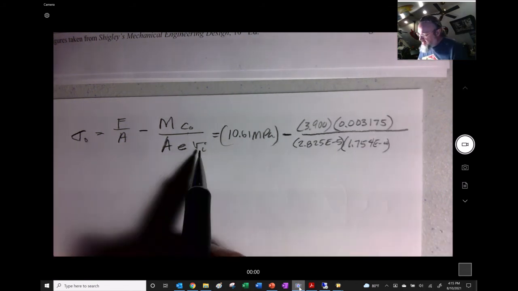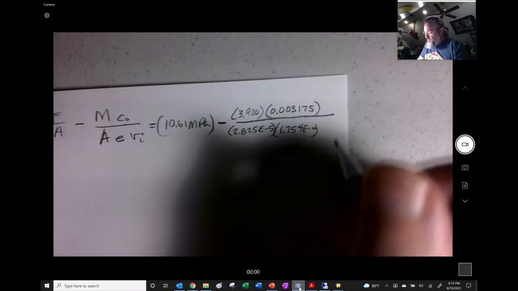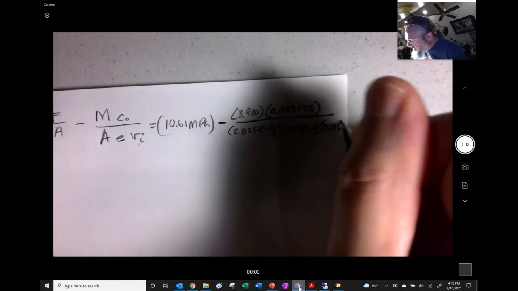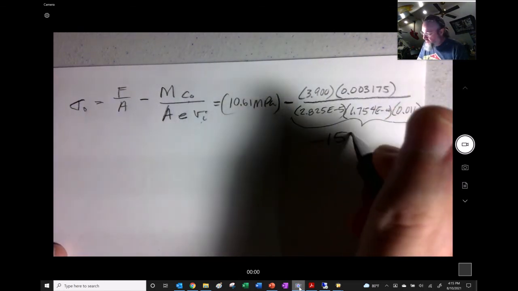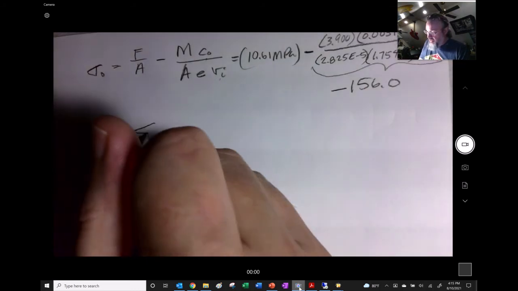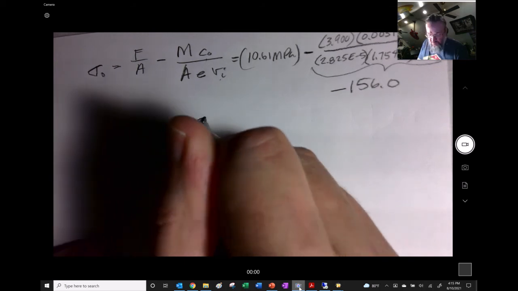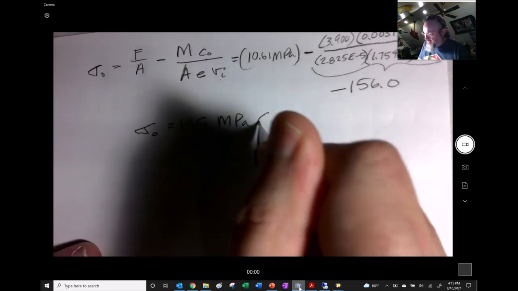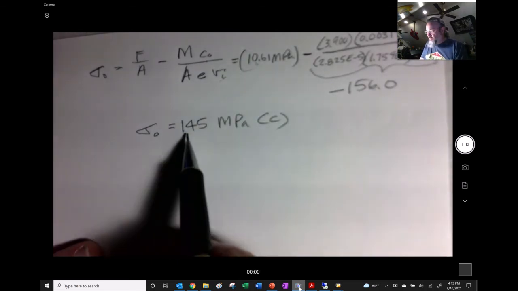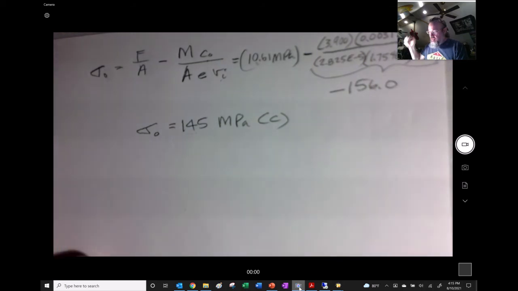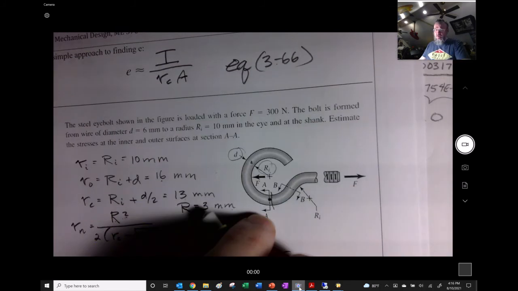And I didn't leave myself enough room. Remember, that's going to be r_o, which was 16 millimeters, so that goes 0.016. And all of that comes out to negative 156. Right, so my outer stress is 145 megapascals compression, right? Because this is tension, that compression is going to make that less, so it ends up being 145 megapascals.